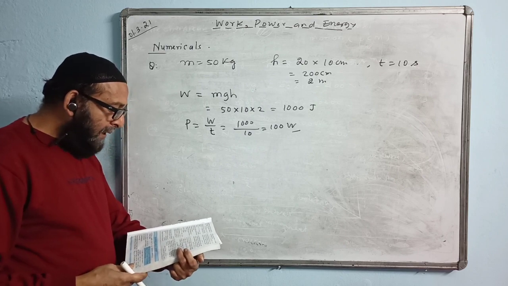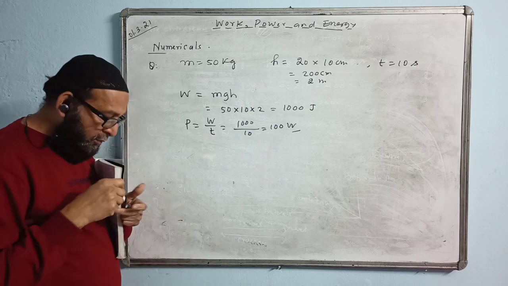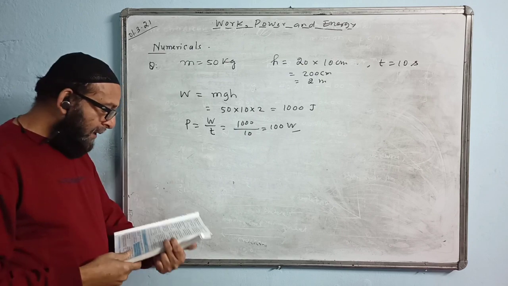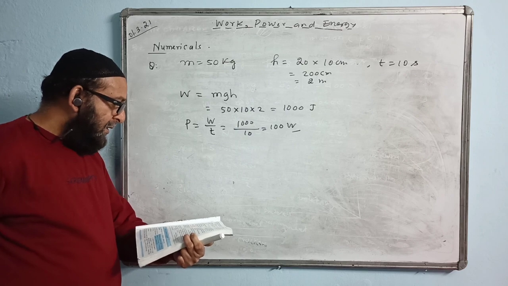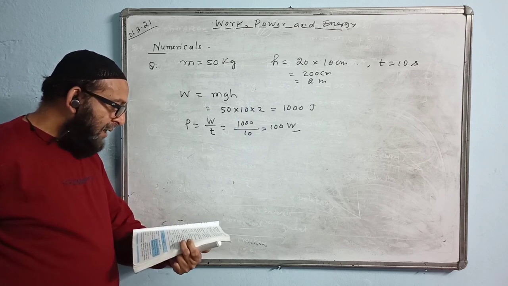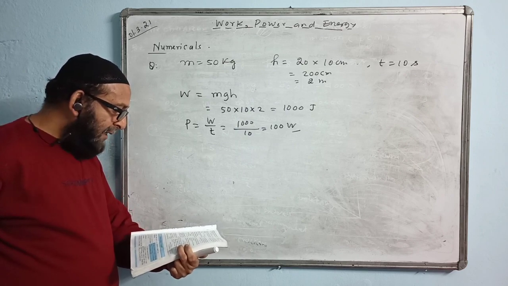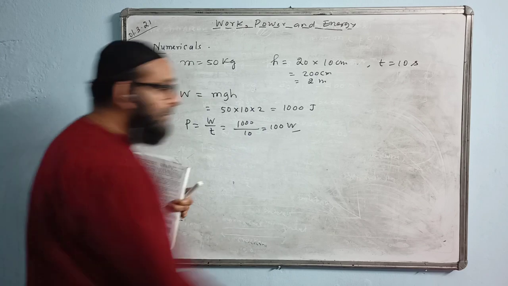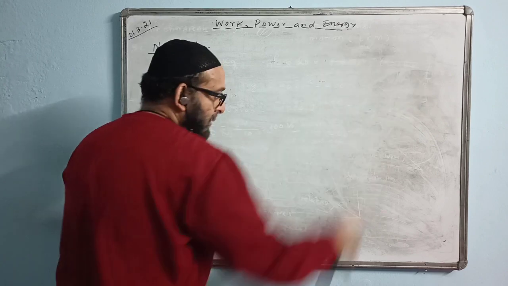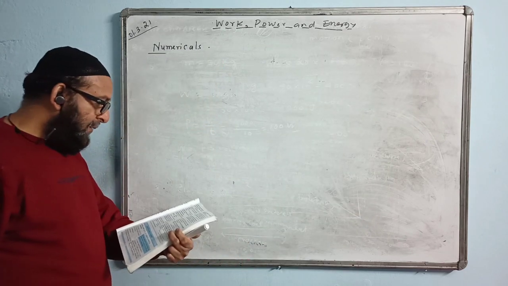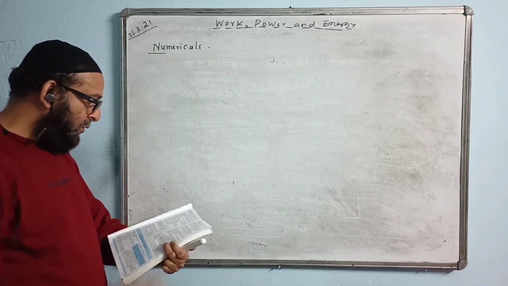An ox can apply a maximum force of 1000 Newton. It is taking part in a cart race and is able to pull the cart at a constant speed of 30 meters per second. Find the power developed by the ox.